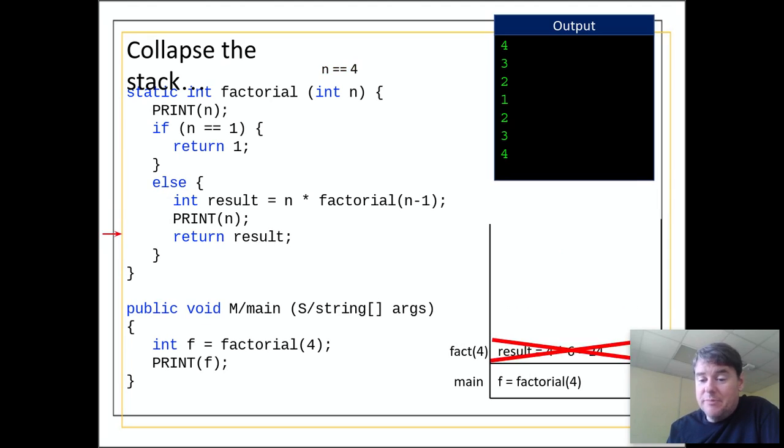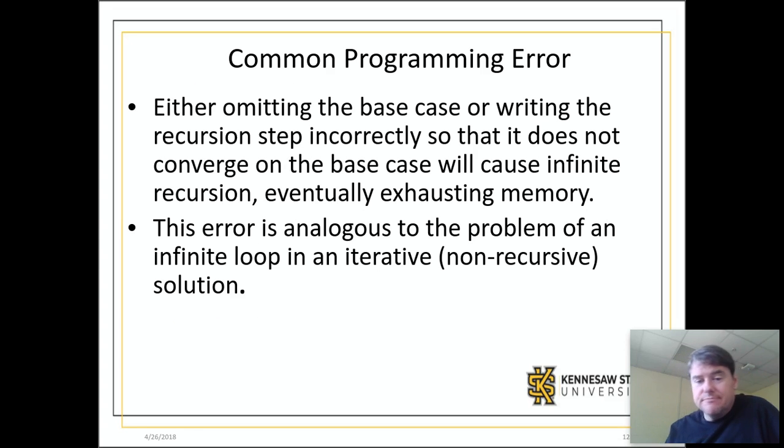And then the stack pops off, and you get your 24 as you're supposed to, which is 4 times 3, which is 12 times 2, which is 24. That's how you got to 24. All right, so hopefully that makes sense.